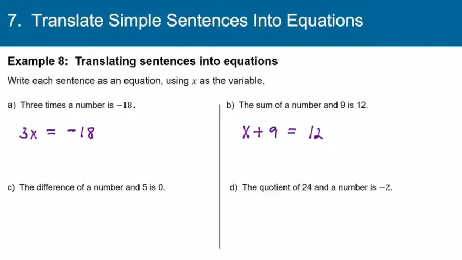Notice that they did not ask us to solve these equations. We have not yet learned how to solve equations. So even though you might know how to solve from a previous algebra class, they have not asked us to do that here. So we're just asked to write the equation, and that's all. So part C says the difference of a number and 5 is 0. So difference means subtraction. So we'll write x minus 5 equals 0. And on part D, the quotient of 24 and a number is negative 2. Remember, quotient means division. So 24 divided by a number, so divided by x, equals negative 2. 24 divided by x equals negative 2.